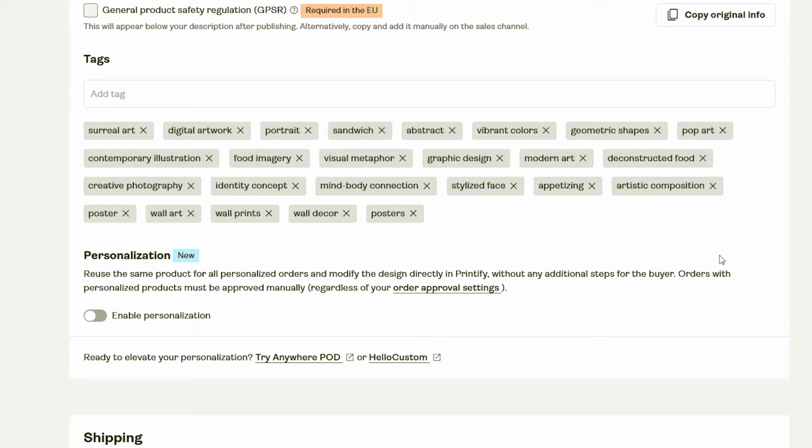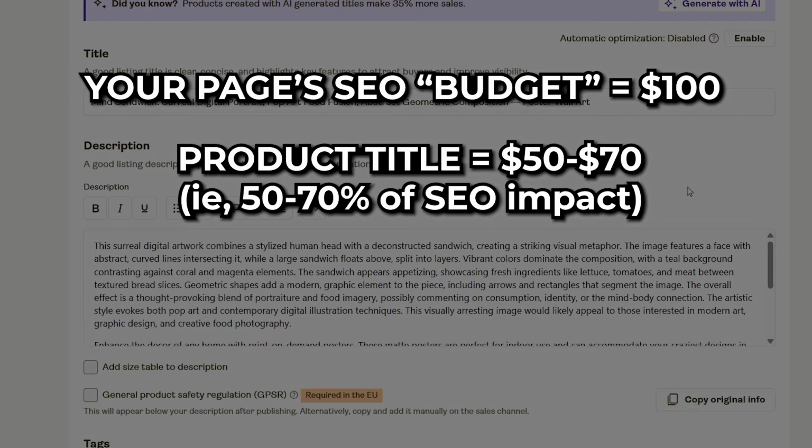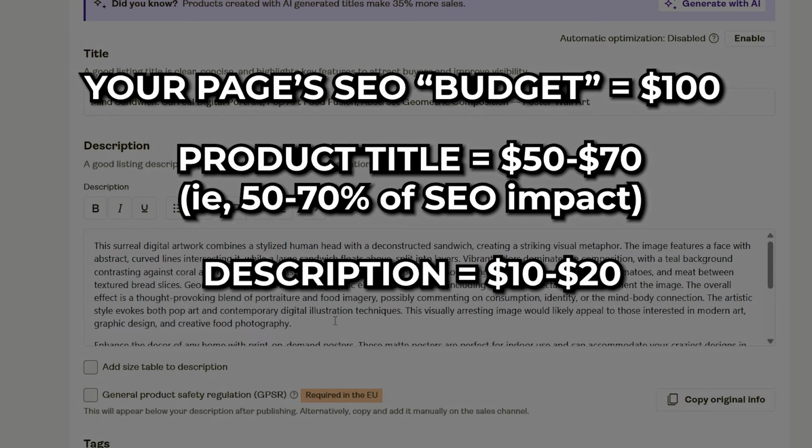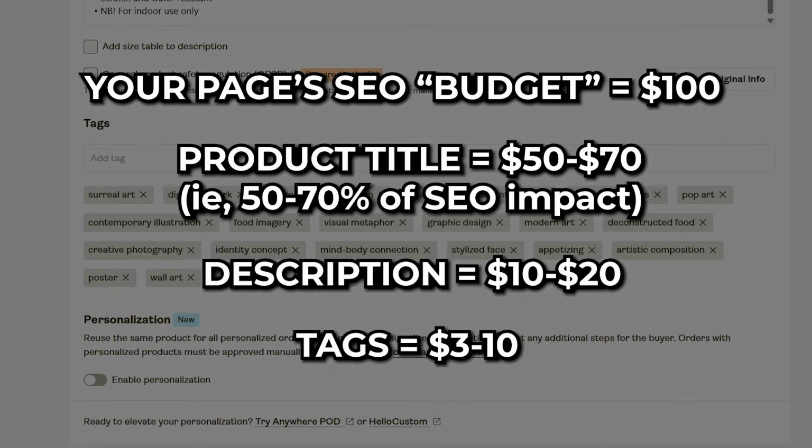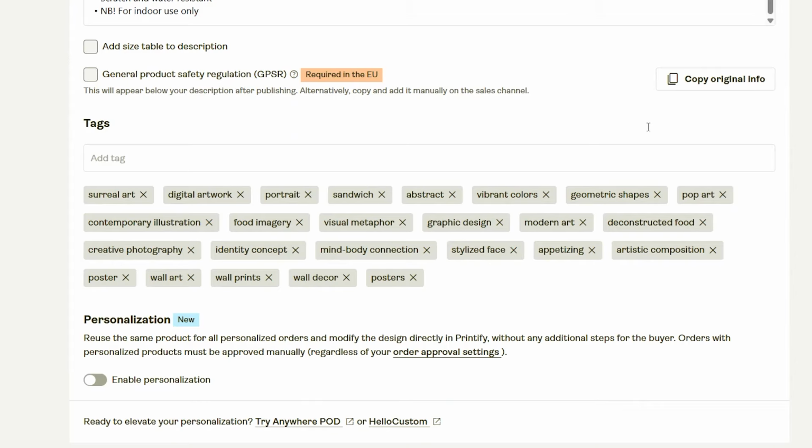And then another component of SEO for print-on-demand sellers is going to be the tags for your products. Now, this is generally seen as actually less important for SEO purposes. If you want to talk about the SEO budget that I mentioned earlier, the product title might get 50 to 70 of your dollars, and then the description might get another 10 or 20. The tags might get you a couple of bucks, like 5 to 10 at the most. Still, it can help to give you a boost, depending on where you're selling your products.